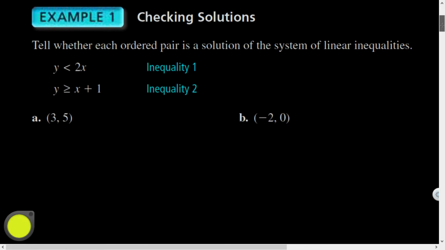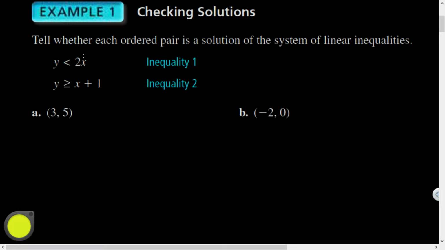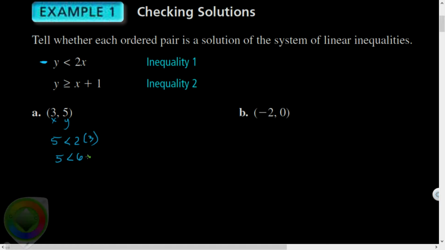So let's first just explore that idea. Let's check whether the ordered pair is a solution of the system. I'm going to make this my blue line. If I want to check whether (3, 5) is a solution, I'm going to plug in 3 for x and 5 for y and see if it's true. So the question is, is 5 less than 2 times 3? Is 5 less than 6? Yes, it works for the first inequality. But now let's try it for the other inequality. It's got to work for both.